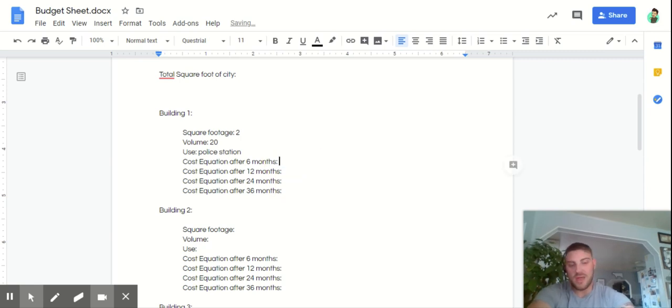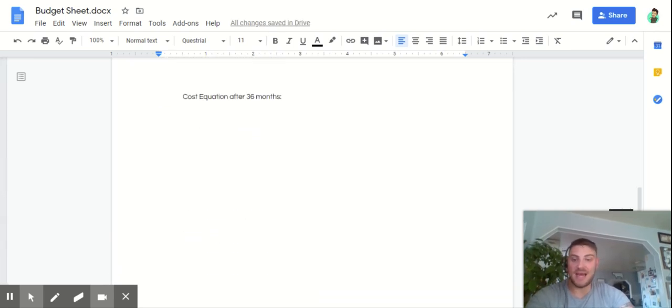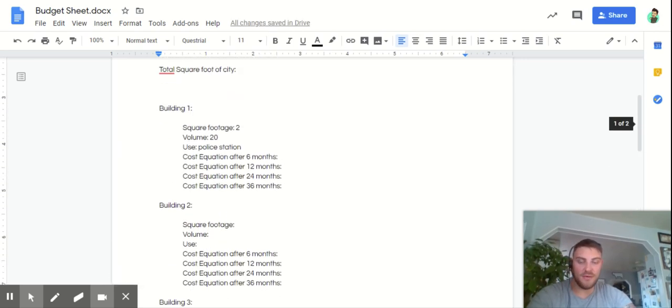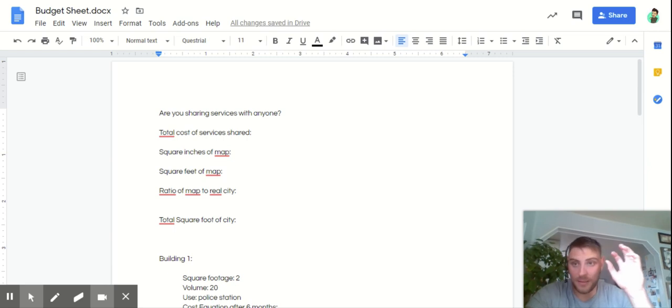And that is how you do that sheet. So you're going to do that for 1 building, 2 buildings, 3 buildings. And that is all you have to do for your budget sheet.